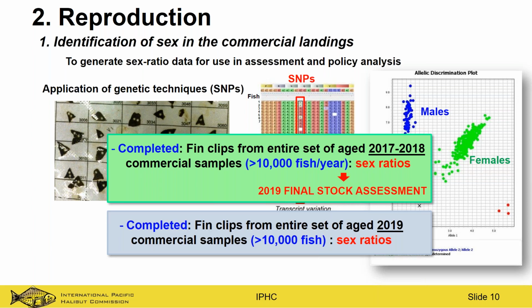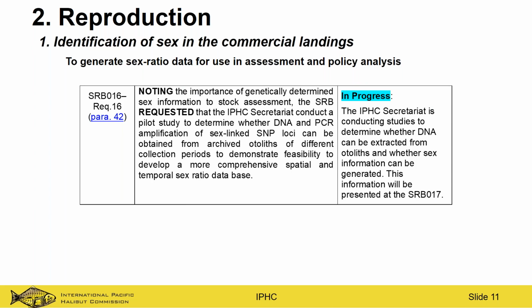Regarding the next research area, there's going to be a couple of requests that are related to sex ratios, and I just want to highlight that we're continuing with the genotyping efforts that we started with the 2017 commercial samples. We're genotyping now in-house approximately 10,000 fish per year of commercial samples. And one of the requests from the SRB was related to, obviously, sex ratios, but that was related to the use of otoliths to derive information from historical sex ratios. So the request was specifically that the IPHC Secretariat conduct a pilot study to determine whether DNA and PCR amplification of sex-linked single nucleotide polymorphism loci can be obtained from archived otoliths of different collection periods to demonstrate feasibility to develop a more comprehensive spatial and temporal sex ratio database.